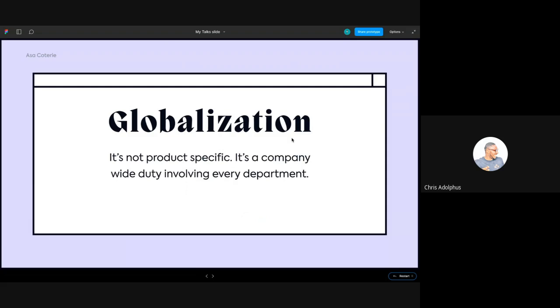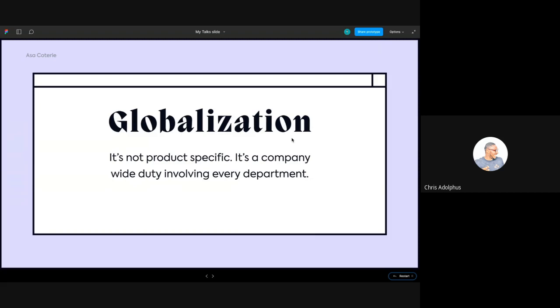Yeah, so again, as I stated, globalization is really not product specific. It is company specific, and it's a company-wide duty that involves every department: compliance, legal, HR, people's team, product team, engineering team. Whichever team within the company is involved in the entire globalization process. And that's why most times when companies come, they tell us we're starting locally, but our mindset is actually global.